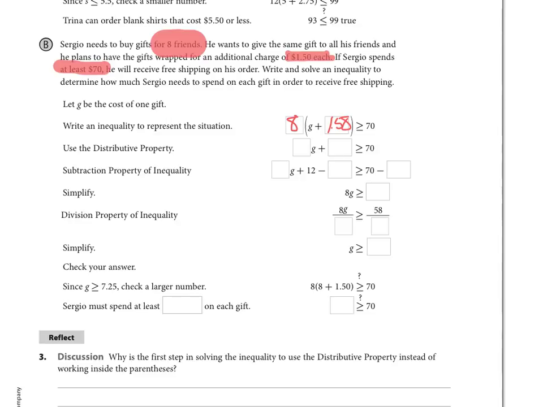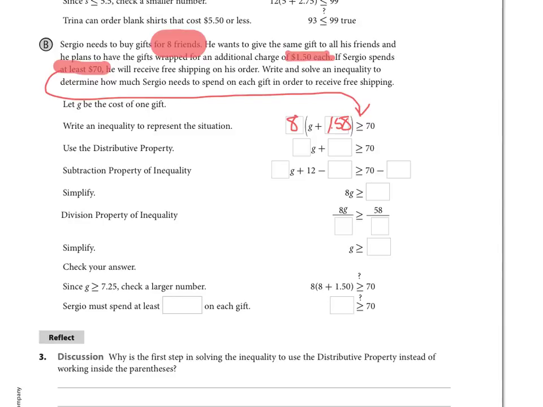Here again, they are giving this to you, but this "at least $70" in this case means greater than or equal to. Now, this is a difficult thing for some students. At least, you think you would use the less than symbol, but it's actually the opposite, because if you want to spend at least something, that means you need to be that amount or more, bigger. So it's actually right here the greater than or equal to symbol.